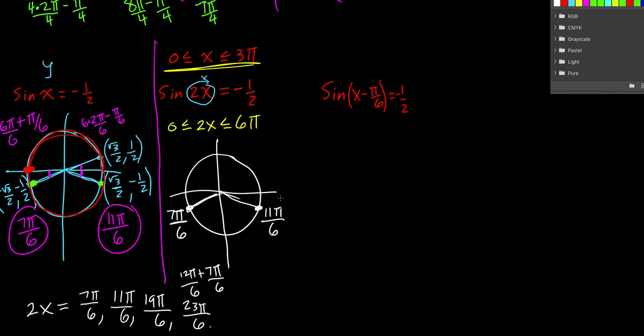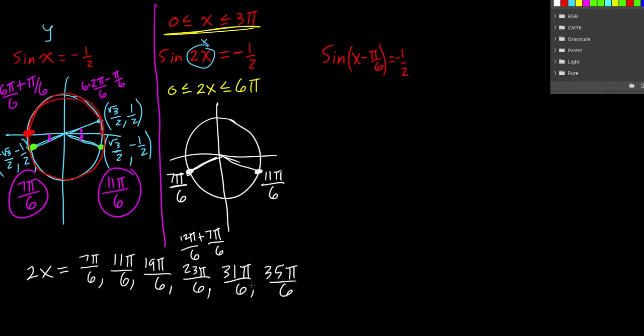Okay, and then we have to go one more rotation. So these last two, I'm going to add 12 again. And so if I add 12 to this one, I get 31 pi over 6. And then I get 35 pi over 6 if I add 12 to this one. Okay, so those are all our values for 2x.